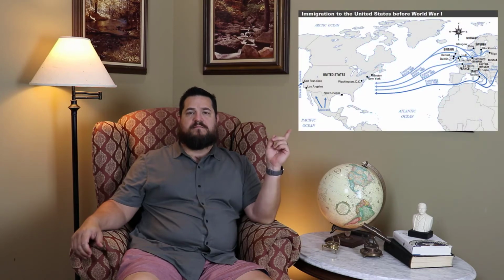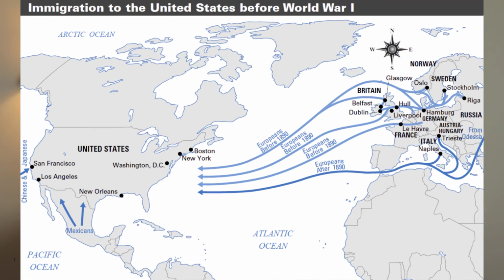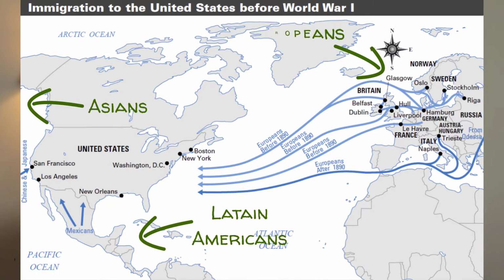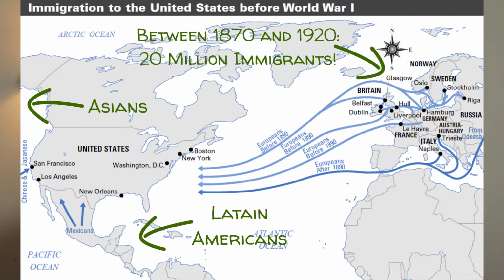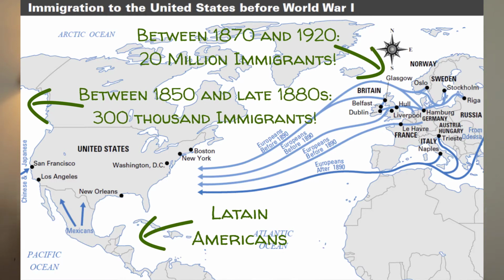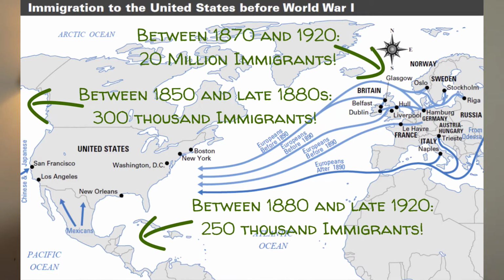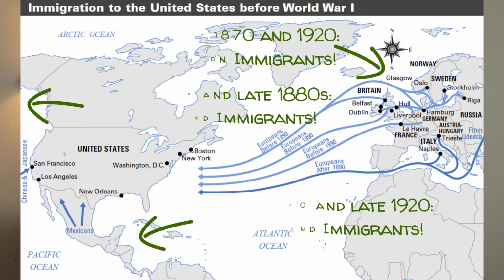I've got this great map right here I want you to take a look at. Remember the three main groups of new immigrants: Europeans, Asians, and Latin Americans. Between about 1870 and 1920, roughly around 20 million Europeans showed up. Between about 1850 and the late 1880s, roughly about 300,000 Asian immigrants showed up. And between about 1880 and 1920, roughly around 250,000 Latinos showed up.